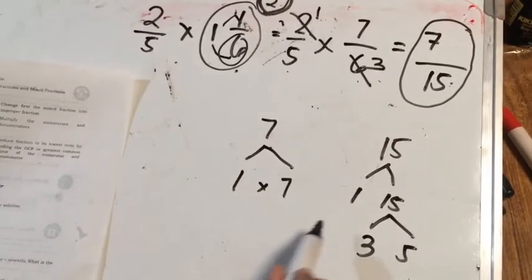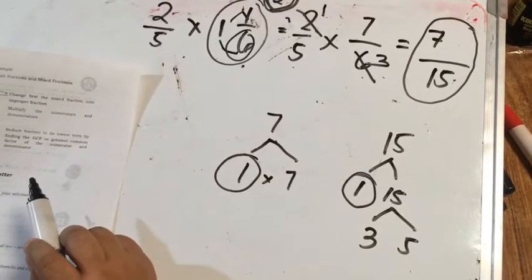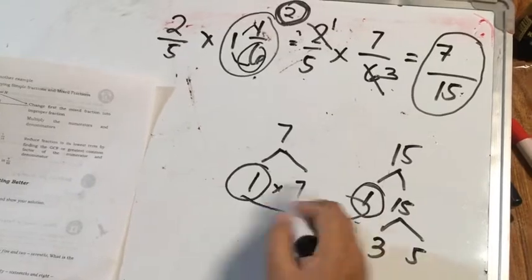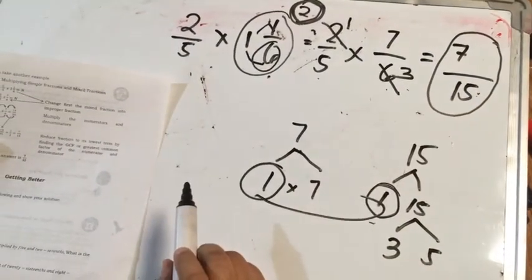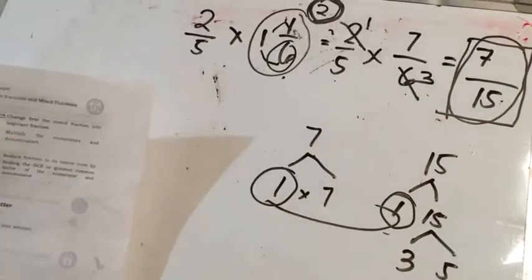Now, look. Only 1 can be used as the GCF. So, 1. When it is 1, that means we cannot reduce 7/15 anymore. So, this will be your final answer.